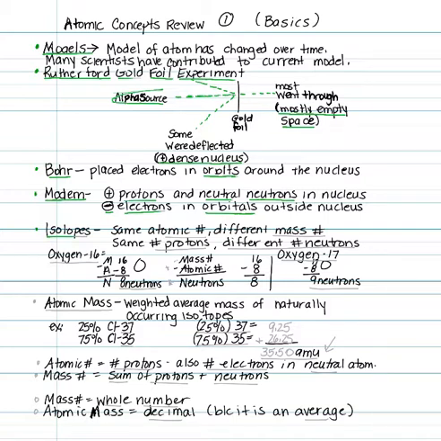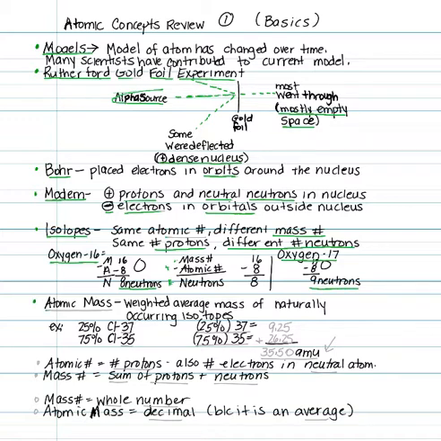Isotopes are atoms that have the same atomic number but different mass numbers. So they're the same element, they have the same number of protons but different numbers of neutrons. If we look at the example of oxygen 16 versus oxygen 17, we take the mass number minus atomic number to get the number of neutrons. Atomic number is found on the periodic table. So oxygen 16 has 8 neutrons, oxygen 17 has 9 neutrons.